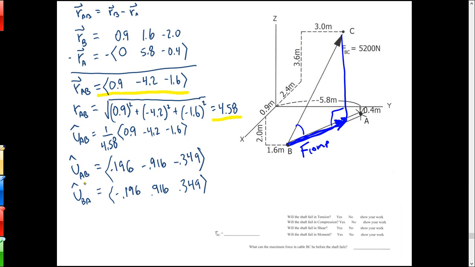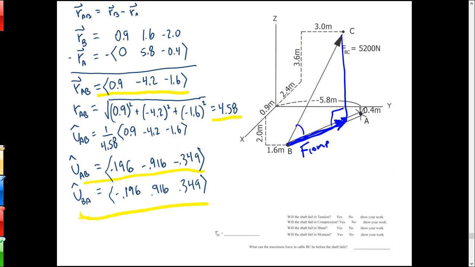Divide through by that, you get the unit vectors. So what we've got there is the position vector from A to B, and then the unit vectors, and I got both unit vectors. UAB is 0.196, -0.916, and -0.349. UBA, meaning the unit vector from B to A, is the negative of UAB. So you can turn these vectors around easily enough just by taking the negatives. All right, so we've got a position vector and a unit vector.